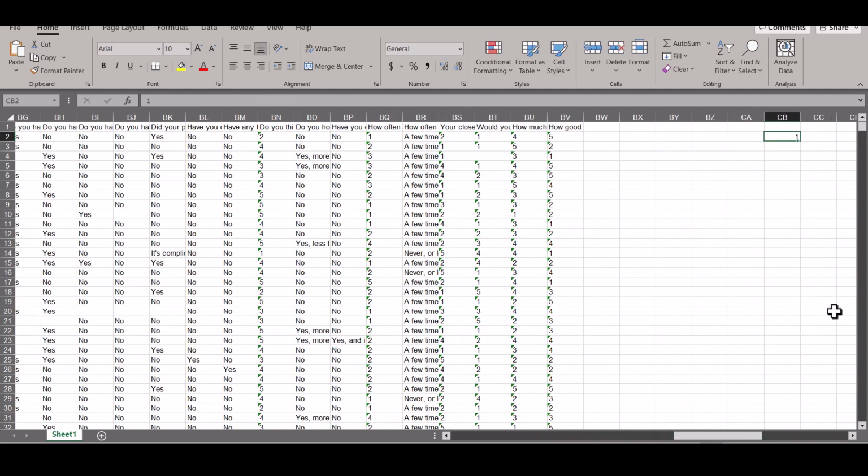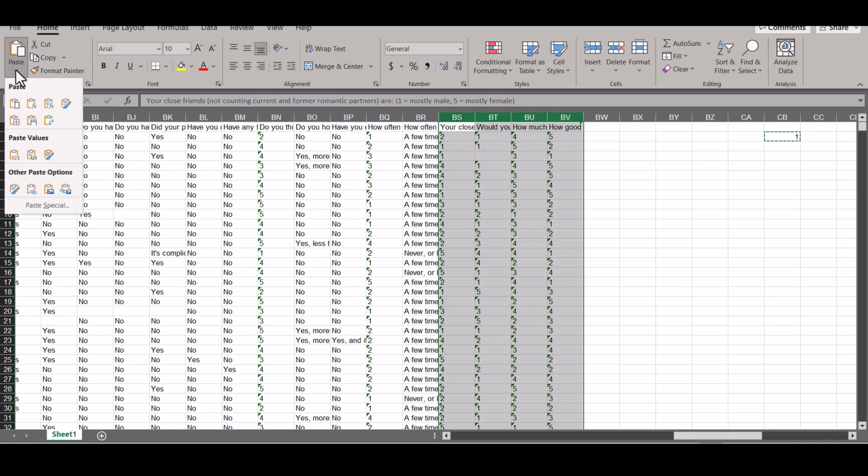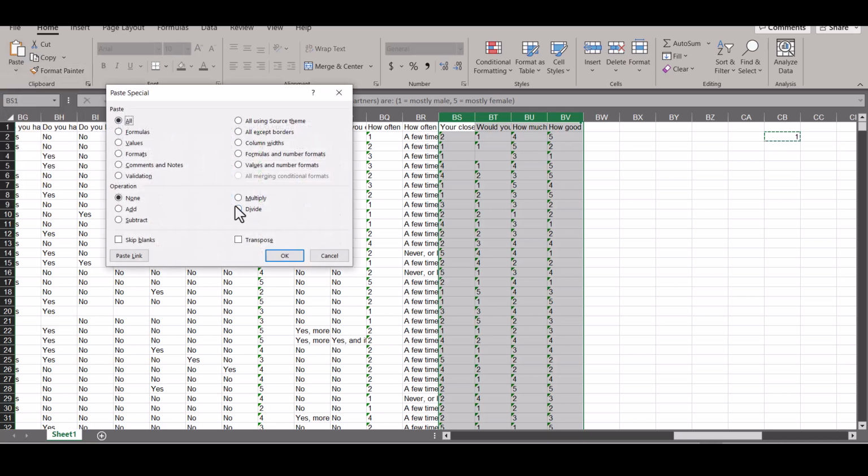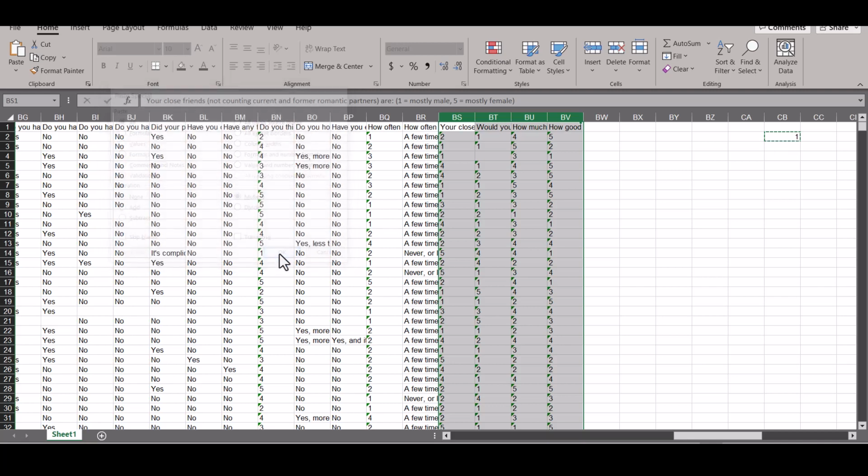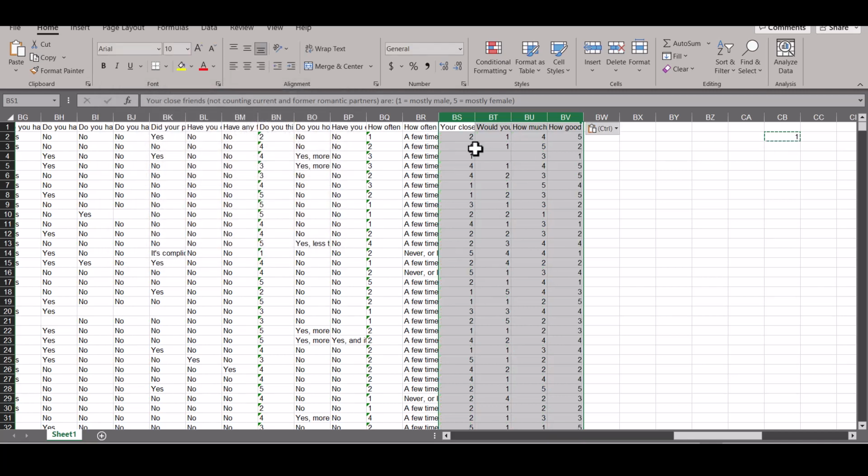Just put a 1 somewhere and copy it. And then copy the numbers that you need to change to numeric instead of text. Go to paste special and say multiply. Now I've copied that 1, so now it's going to multiply these by 1. And see, now they're numeric. They switch to the right. That's how you can tell they're numeric.